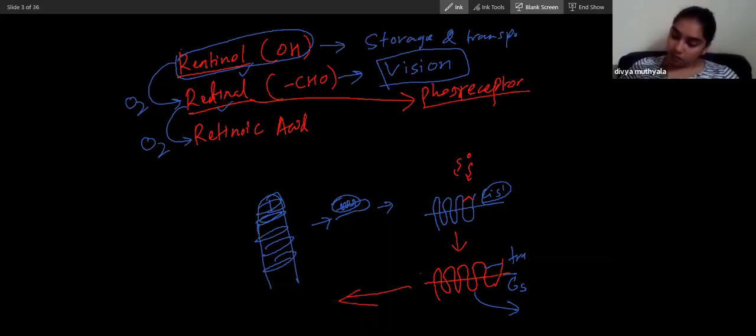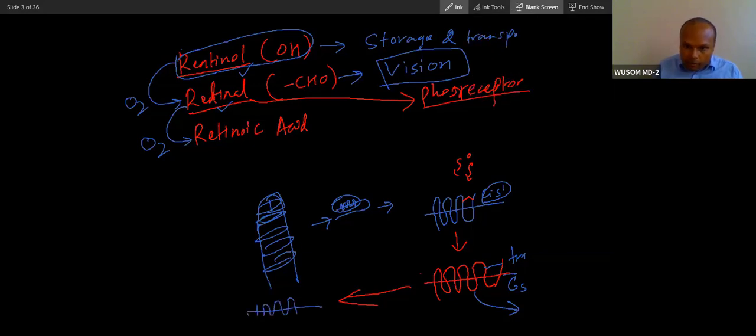Once the cis retinal converts into trans, it separates from this molecule. It is then converted again into cis form, and joins with the receptor again. This cycle is called the visual cycle. The retinal separates from this receptor, which is called the opsin receptor, the rhodopsin receptor.